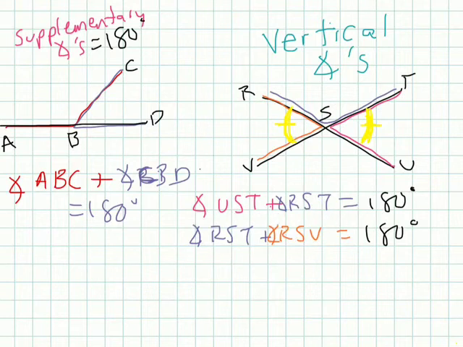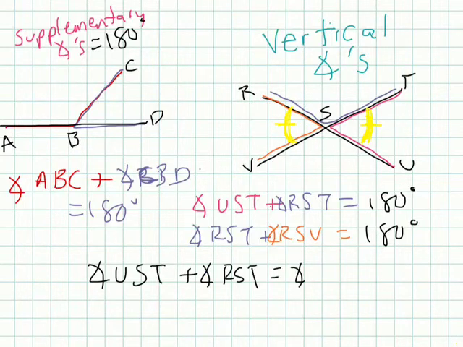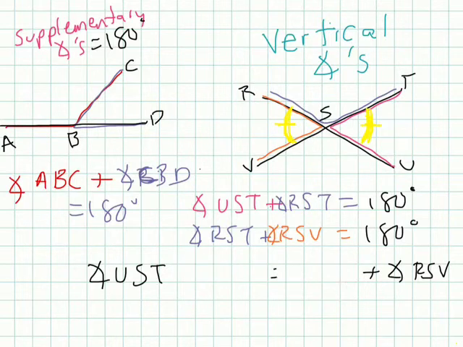So I'm going to set these two equal to each other: angle UST plus angle RST equals angle RST plus angle RSV. All I've done is set them equal since both equal 180 degrees. Using the subtraction property of equality, I subtract RST from both sides, and what I have left is angle UST equals angle RSV. So we've proved that vertical angles are congruent. This is a base to establish what we're studying today: vertical angles are congruent, and adjacent angles whose outside edges form a straight angle are supplementary, meaning they add to 180 degrees.